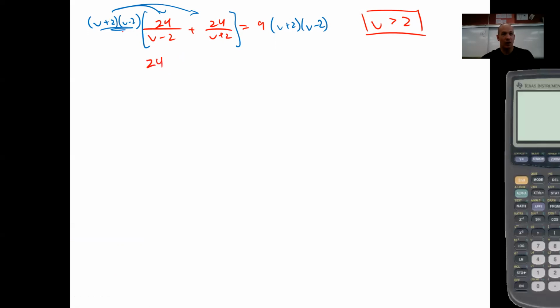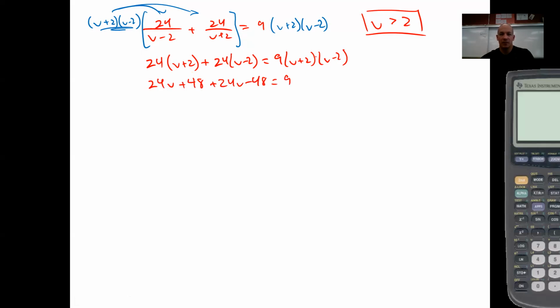So 24, the V minus 2 and the V minus 2 cancel, but the V plus 2 stays put. For this guy over here, the V plus 2 and the V plus 2 cancel, but the V minus 2 stays put. And then the other side has this. Okay, so we FOIL everything out. Let's see, plus 48, plus 24V minus 48.